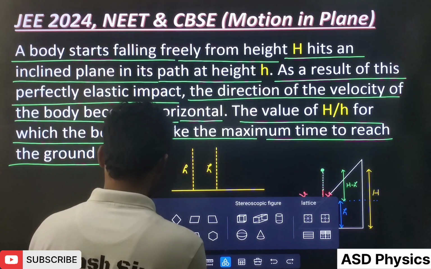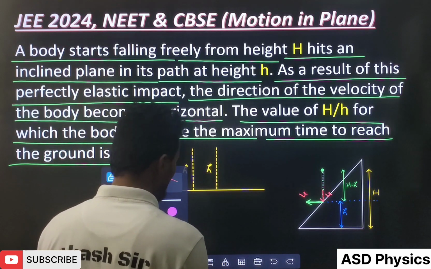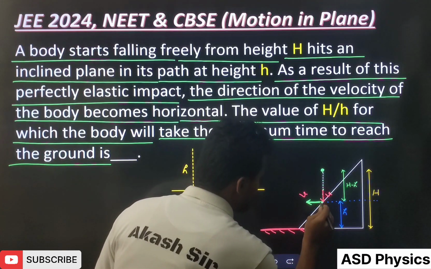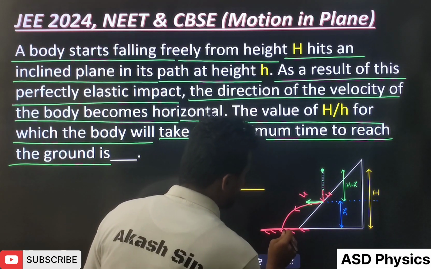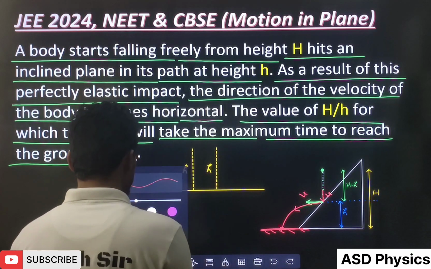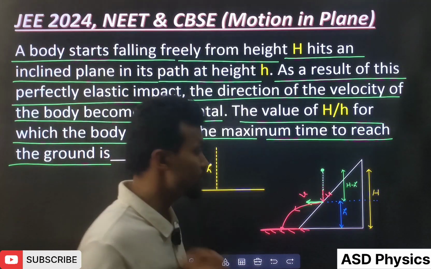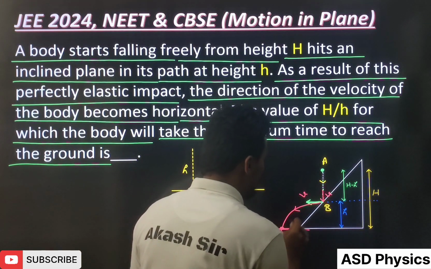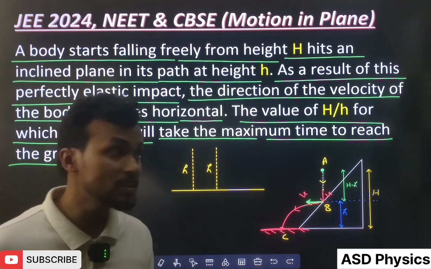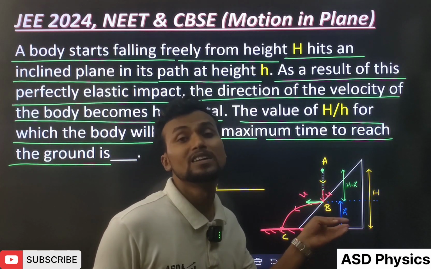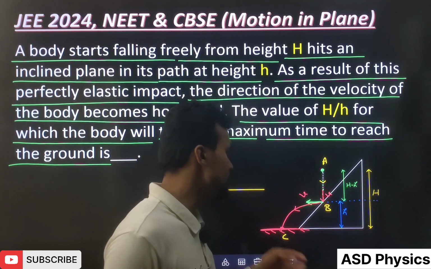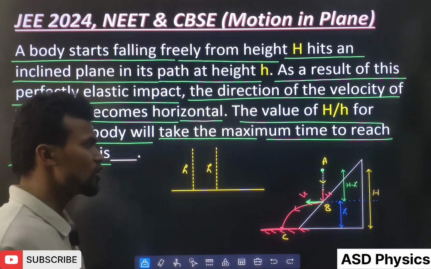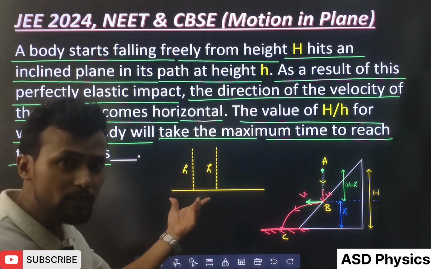Let me draw it here. Draw the line like this, and after that it will follow this path and strike here. So in this situation, first the ball comes from A to B, then from B to C. You can see that A to B is straight line motion, and from B to C is horizontal projectile motion. To solve this question, we have to understand a little bit of both of them.